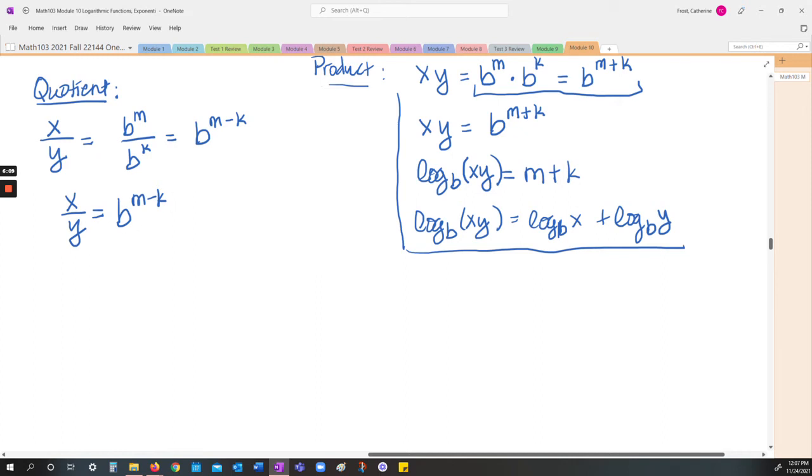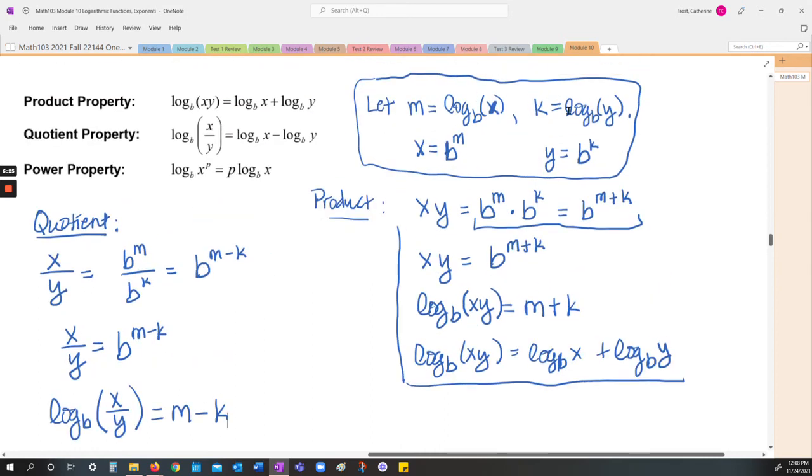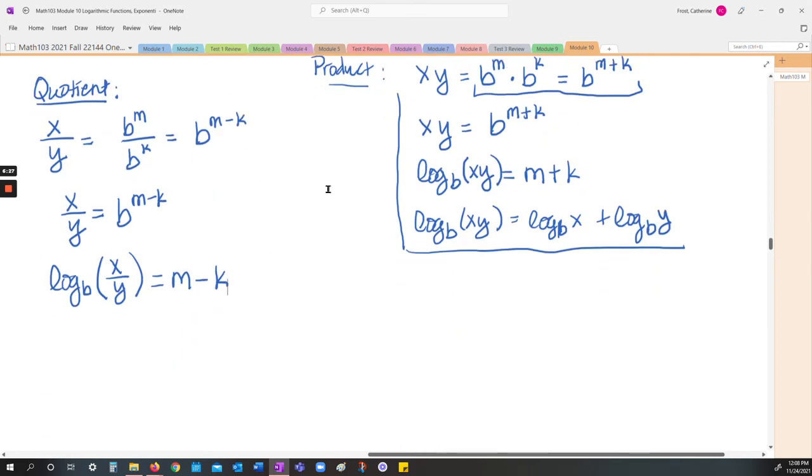So log base b of x over y equals the exponent m minus k. But remember, m was log base b of x and k was log base b of y. And so there we go. Log base b of x over y is equal to log base b of x minus log base b of y. Okay, so there's the quotient rule.